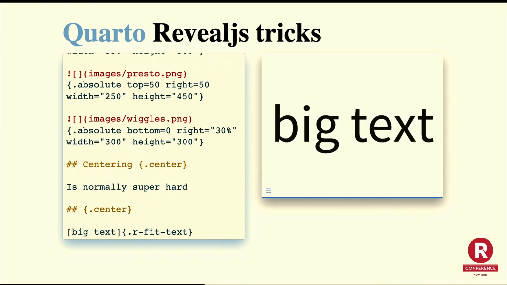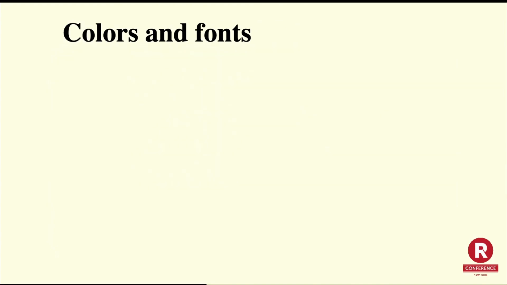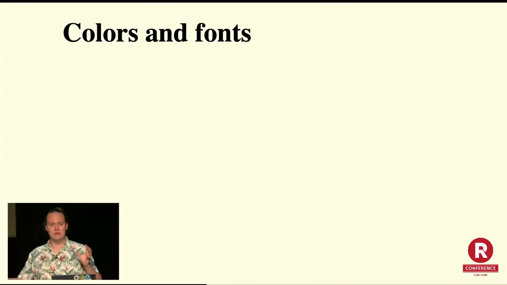And then another thing is if you just want the biggest text possible, you use the class r-fit-text, and it will just make it as big as it can within the container. So that is also a very fast way to make slides with fit text everywhere, and you get nice big slides. All right, so that's just the basics, a little bit of how to do different things. There's a lot more information on the website.